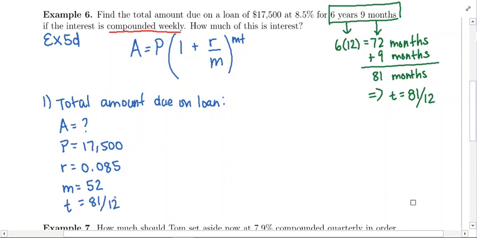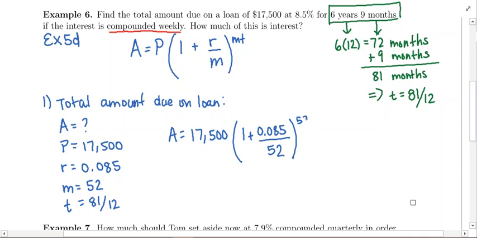All right, so we can go ahead and plug everything into our formula. We're solving for A, plug everything else in. So this is what it's going to look like if you plug it in. So there you go. Now we just need to go straight to our calculator and punch this in.